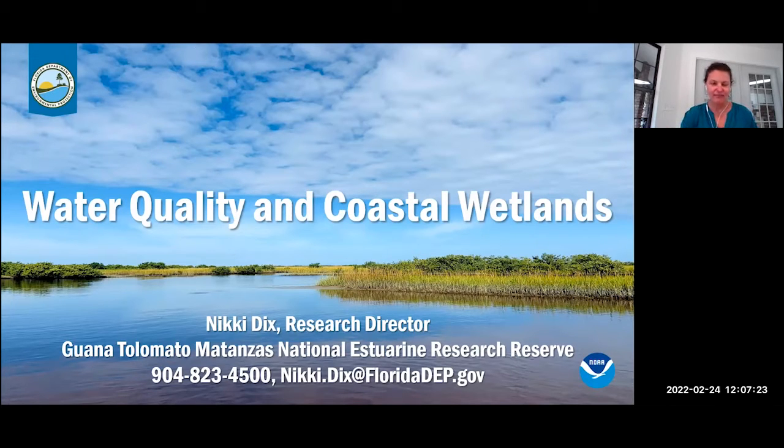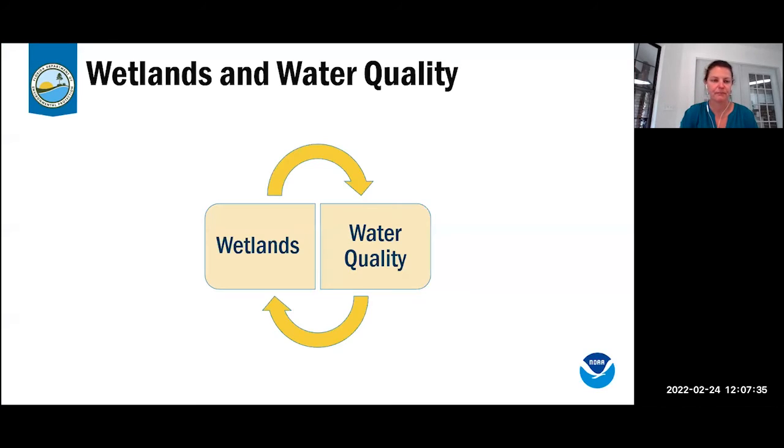And I just wanted to highlight too that the relationship between water quality and coastal wetlands is a very much needed and emerging area of research in the GTM. So what we know for sure is that wetlands affect water quality and water quality affects wetlands. What we don't really know yet are the details of that relationship and how that plays out at the estuary scale.